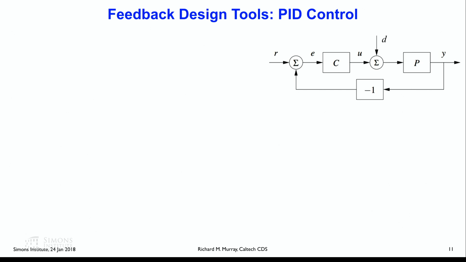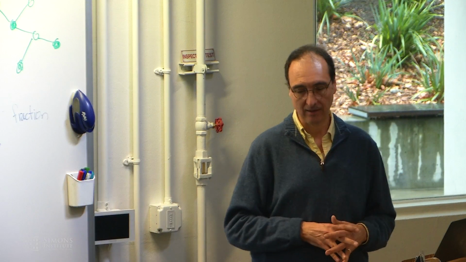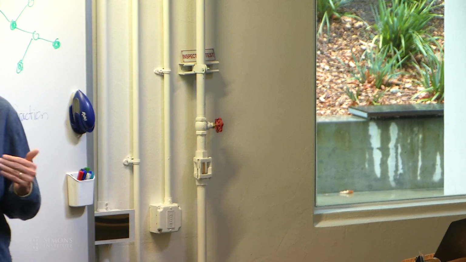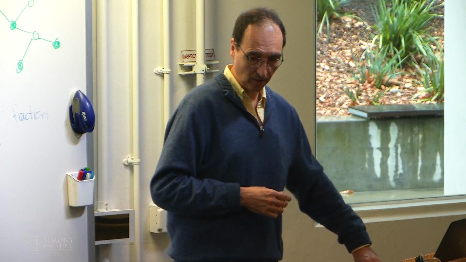Probably the most classical type of controller, and it works extremely well, so that's why it's the most used, is something called a three-term controller or a proportional integral derivative controller. This was developed by Minorsky in the steering of ships in the, I think, early 1900s or something like that, so it goes back quite a ways. And it just works extremely well. The idea is very simple. Suppose that the computation we do for our controller is given by this formula.